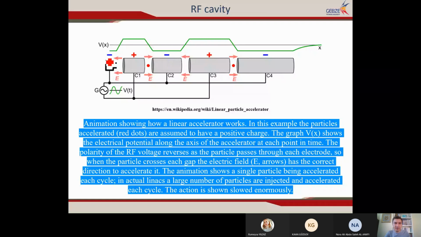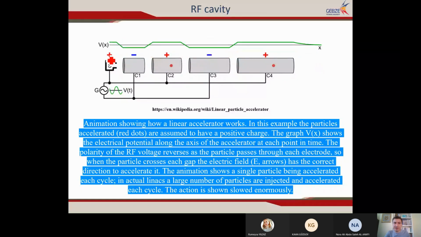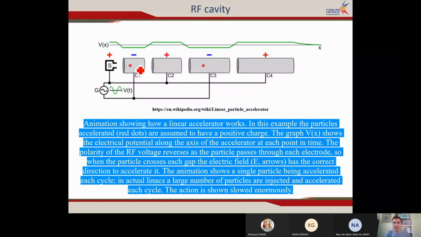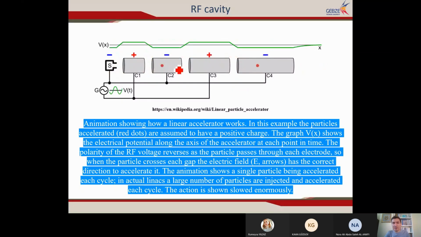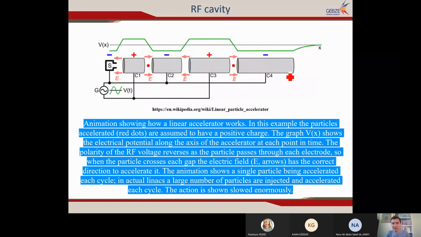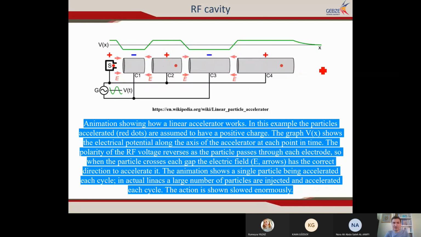What do you see here? Proton is a positively charged particle, and this must be positive. And here we have a negative sign, and the proton is accelerated. Whenever the proton beam comes to this second cavity, this becomes negative and this becomes positive, and then it is accelerated again. Whenever it comes here, this becomes positive, this becomes negative. The proton beam is accelerated again. Finally, the proton beam has huge energies.